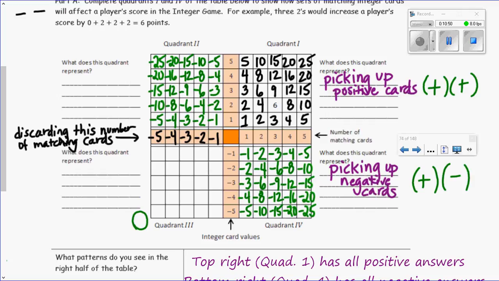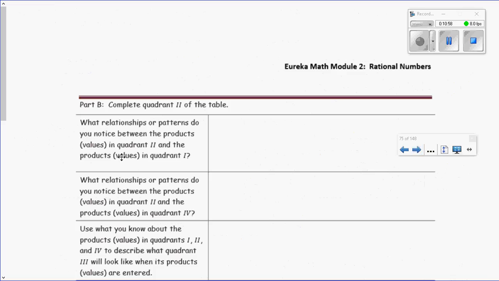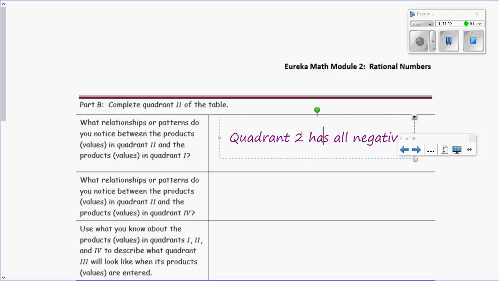Okay, our question says, what pattern or relationship do you notice between the products in quadrant 2 and the products in quadrant 1? So we're right here. What do you notice about them? So we notice that quadrant 2 is all negative, or let's say has all negative answers.